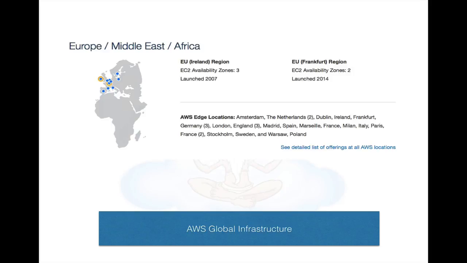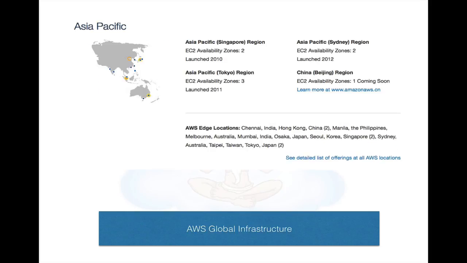The newest region in Europe, and in fact in the world at the time of the recording, is the EU Central region, and this is based in Frankfurt in Germany. This consists of 2 availability zones. In APAC, or Asia Pacific, we have Asia Pacific Singapore region. This consists of 2 availability zones.